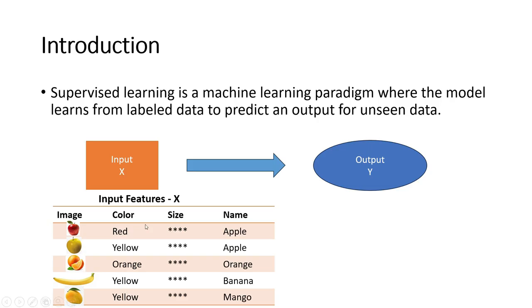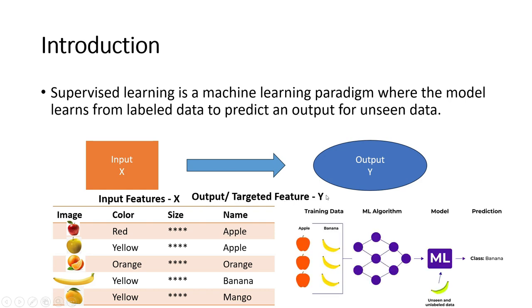So all these are called input features x, and the name in this example is called the target feature, that is y. When we give this data to a machine learning algorithm, the algorithm will predict from testing data. For example, if you provide a new image, say a banana image, then the machine learning will predict this is a banana. So this is called supervised learning. We basically have labeled data.